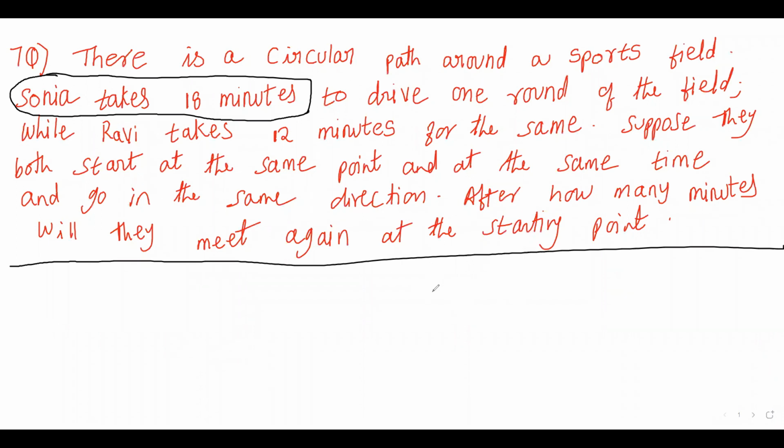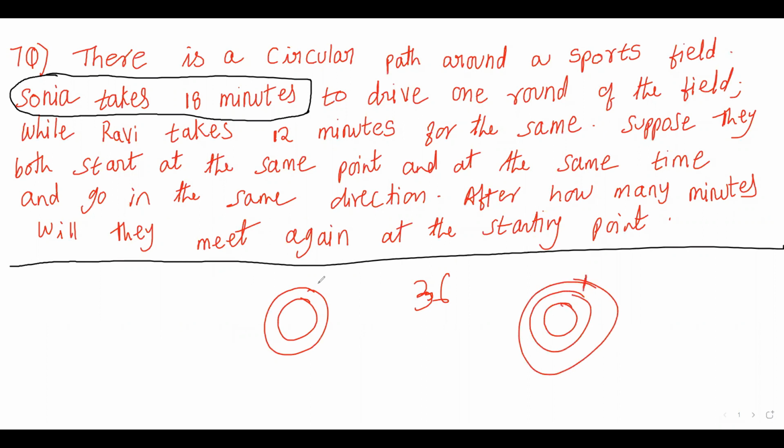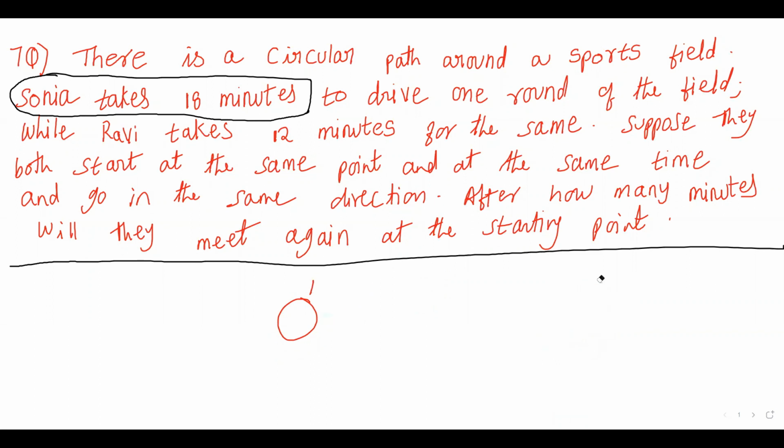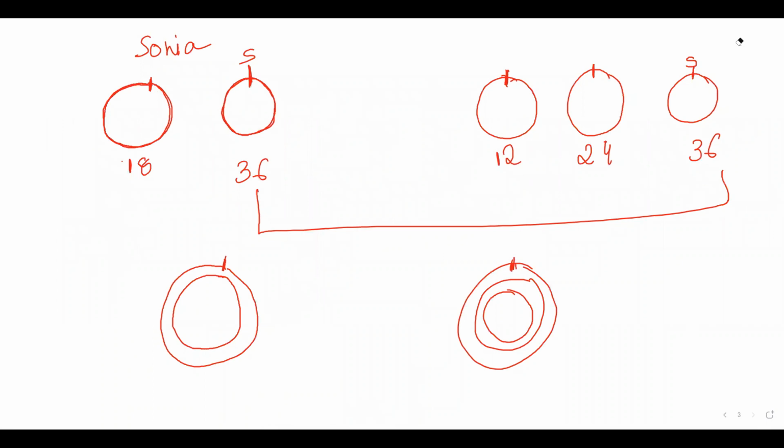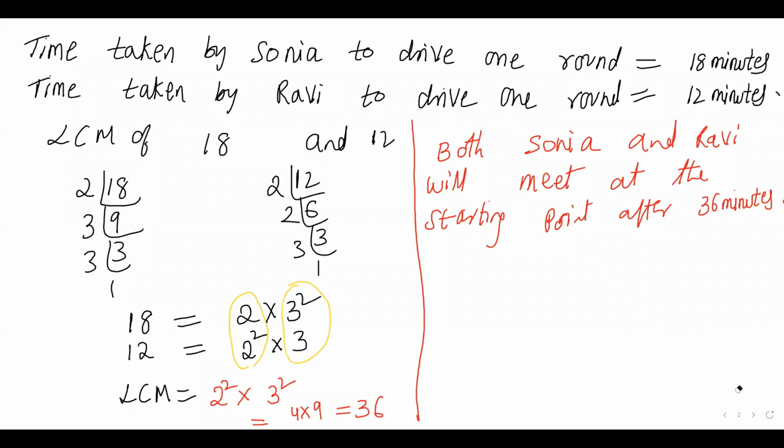They will meet again at the starting point after 36 minutes. In 36 minutes, Sonia will be taking 2 rounds, Ravi will be taking 3 rounds, but their position is starting point. So for these type of problems, you would be taking LCM. Okay. I hope you understood this. Please note down.